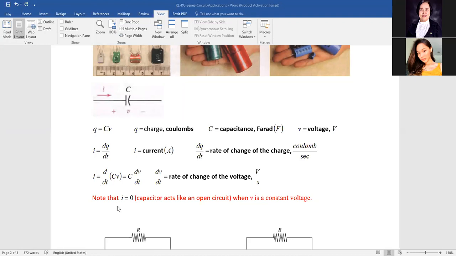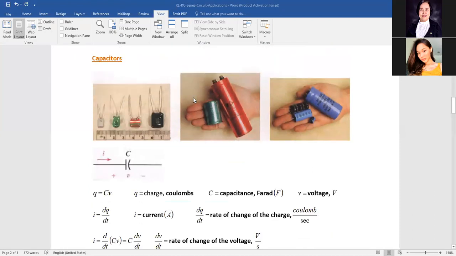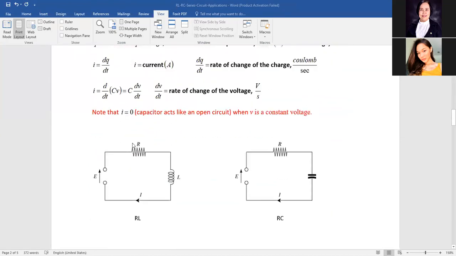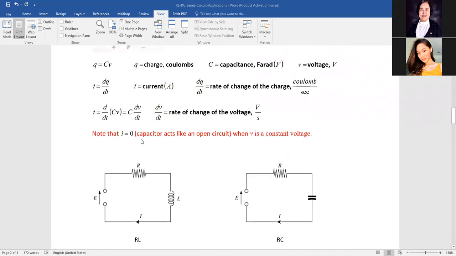Now, note that I is equal to 0 when your capacitor acts like an open circuit. So actually, it's just like your inductor, where VL is 0 when your circuit is a short circuit. Here, your current is 0 when your capacitor acts like an open circuit, with V being kept constant.